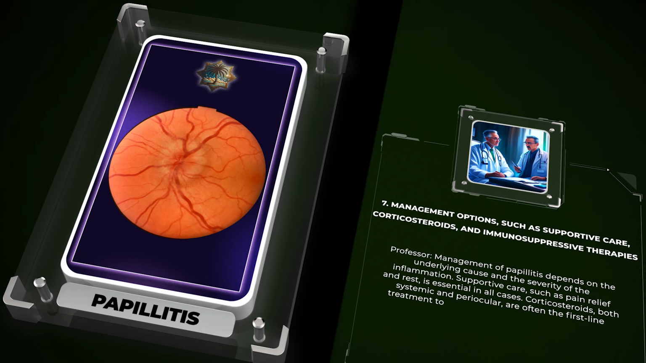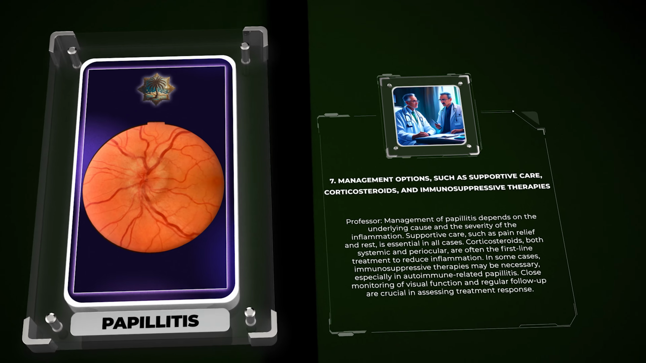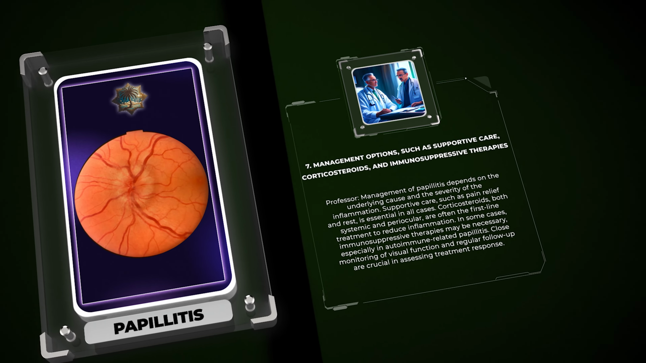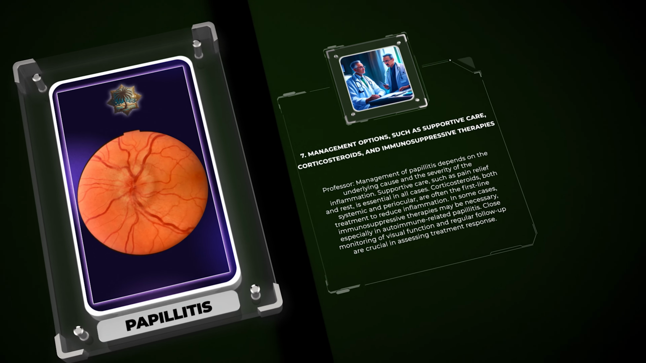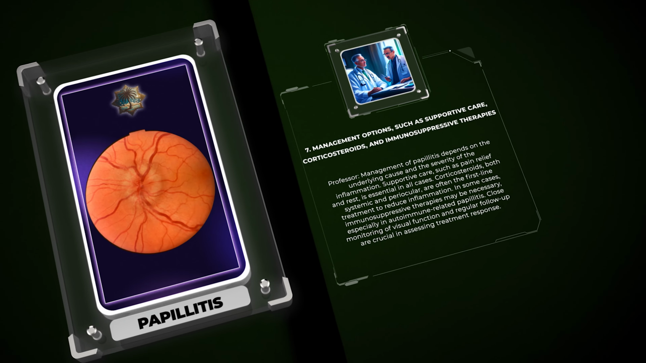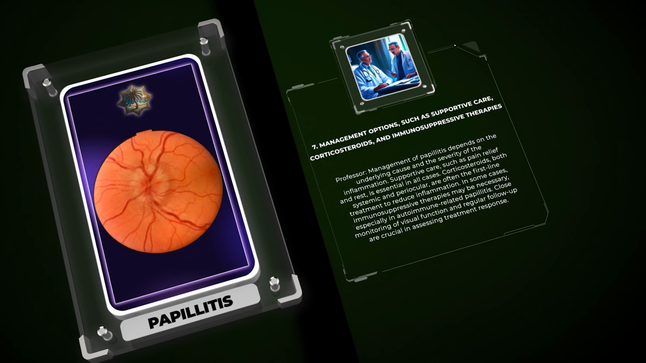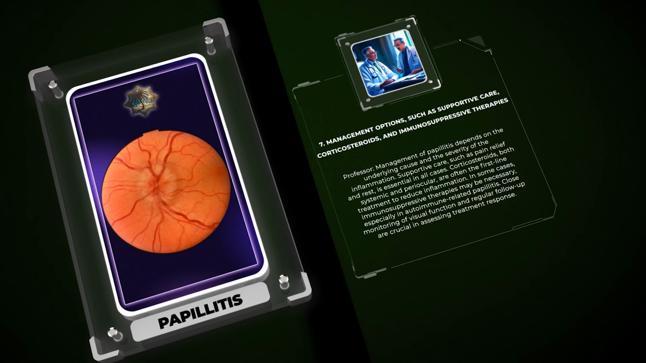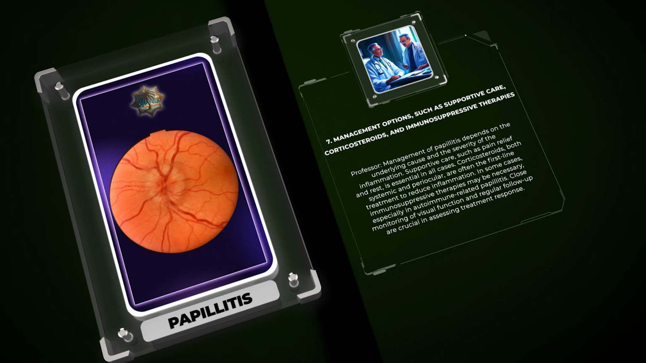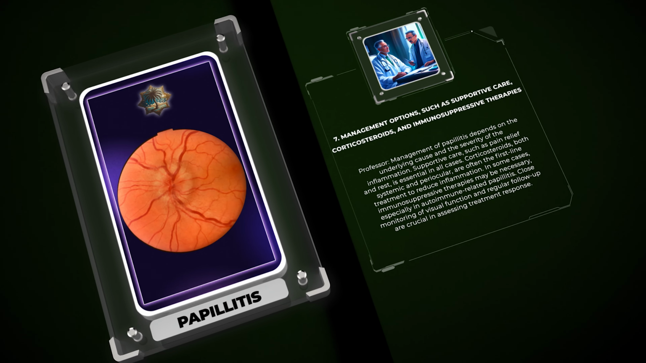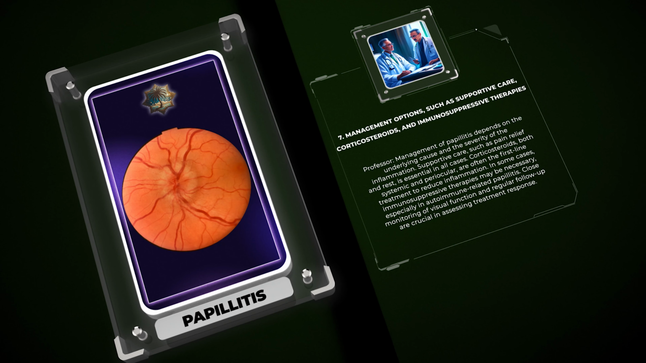Professor, management of papillitis depends on the underlying cause and the severity of the inflammation. Supportive care, such as pain relief and rest, is essential in all cases. Corticosteroids, both systemic and periocular, are often the first-line treatment to reduce inflammation. In some cases, immunosuppressive therapies may be necessary, especially in autoimmune-related papillitis. Close monitoring of visual function and regular follow-up are crucial in assessing treatment response.